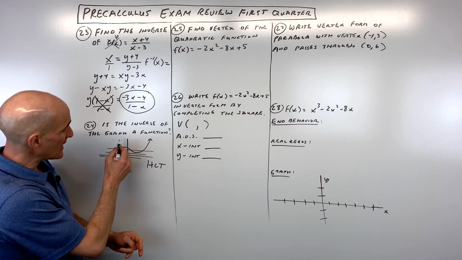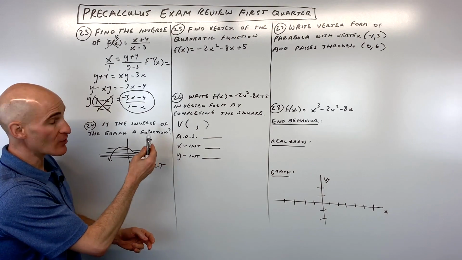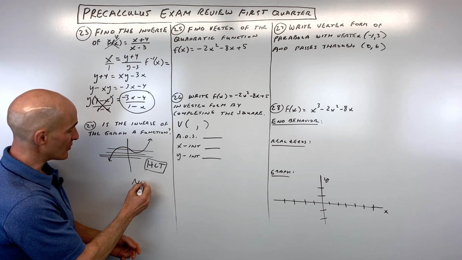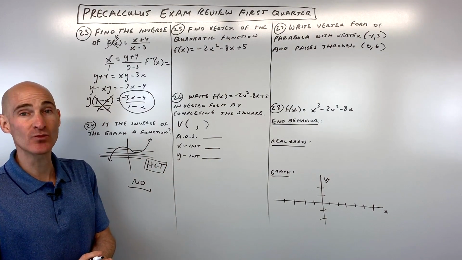When you do the vertical line test, you're testing to see if the original graph is a function. The horizontal line test is testing if the inverse is a function. In this case, it fails since the horizontal line crosses more than once.